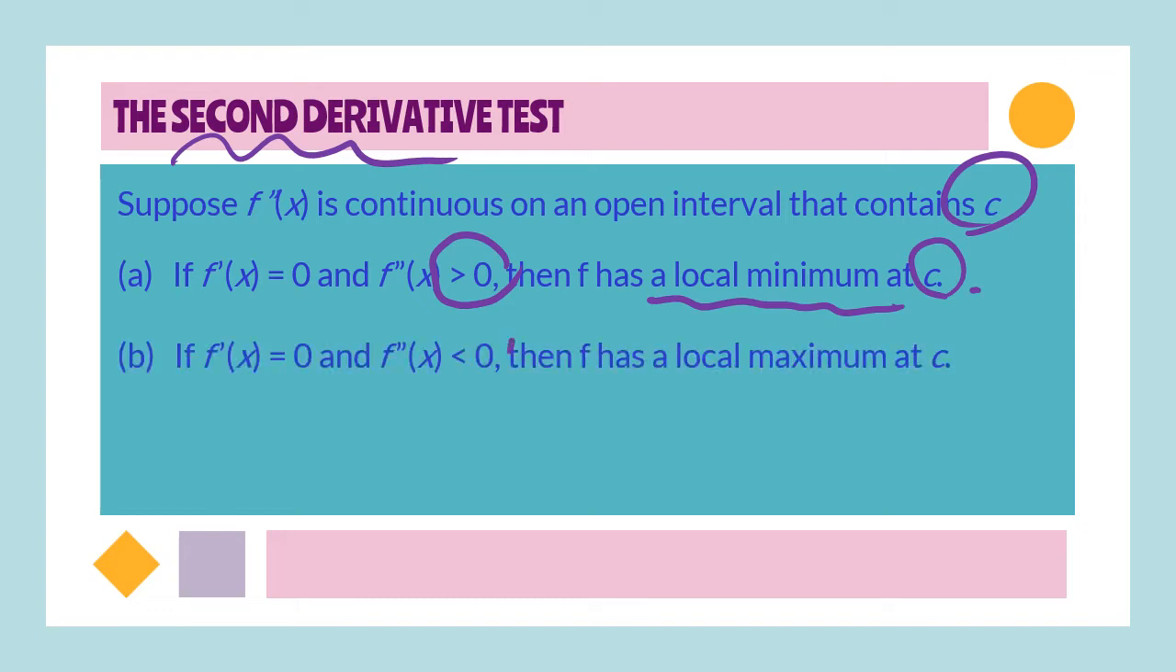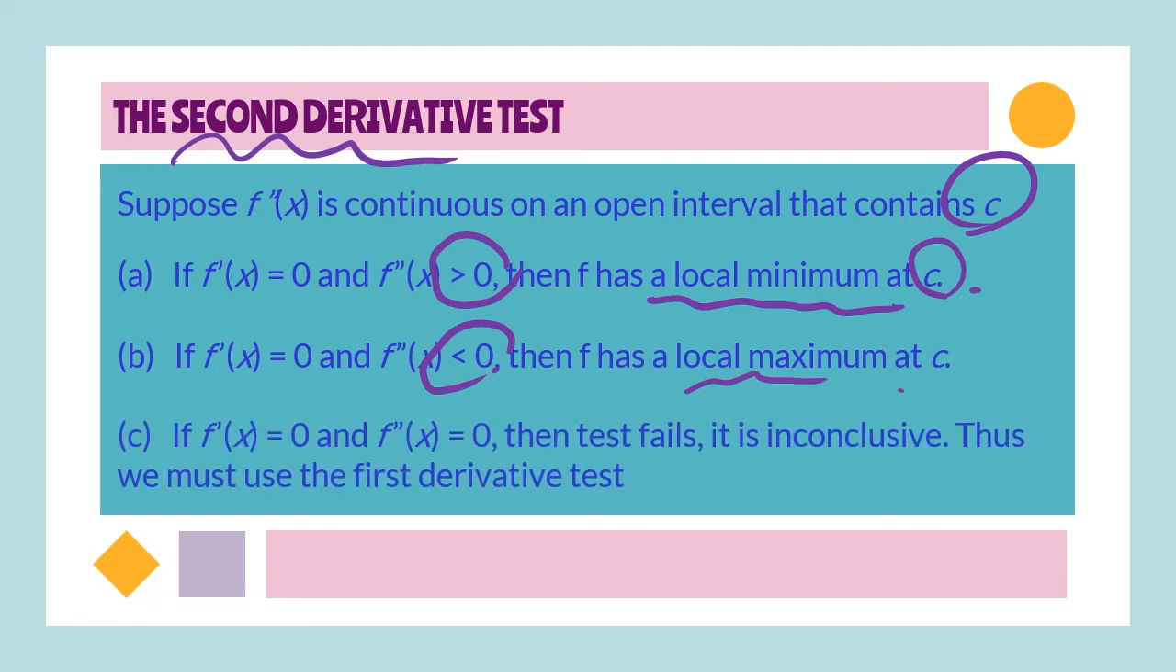But if it's less than 0, then we have a local maximum. If it's equal to 0, then the test has failed, so we don't have a conclusion here. Thus, we need to use the first derivative test. So if the second derivative test fails, then we need to use the first derivative test to check.